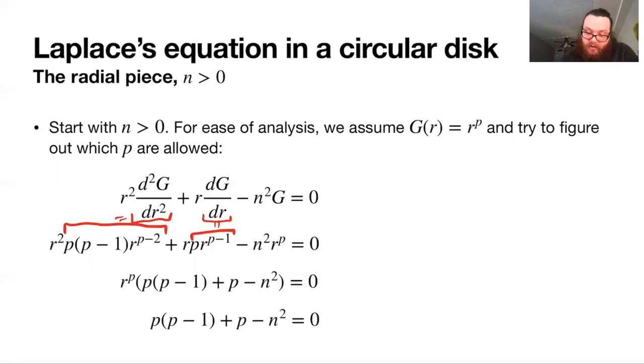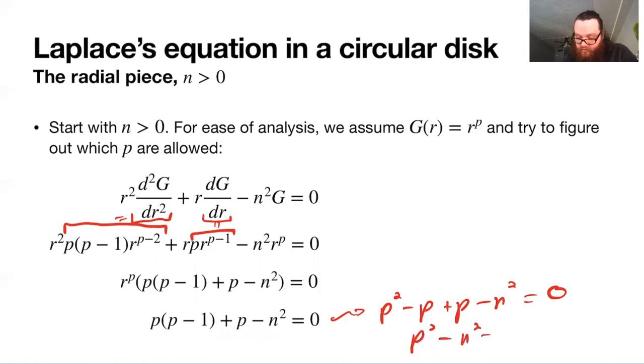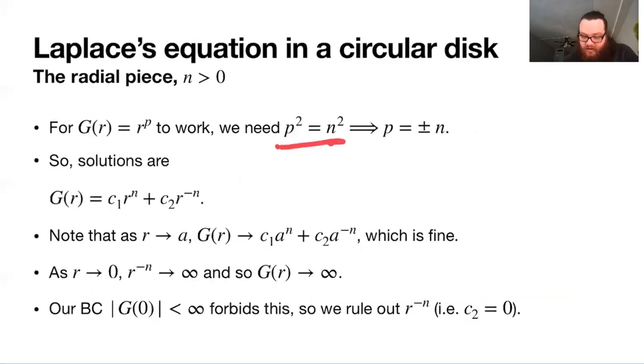So what we're going to do, so we can write it out. So distribute this p over here, right? You get p squared minus p plus p minus n squared plus p minus n squared is equal to 0, which gives us p squared minus n squared is 0. Okay. And so that's exactly kind of what's written here. So what must p be? Well, p is going to be plus or minus n.